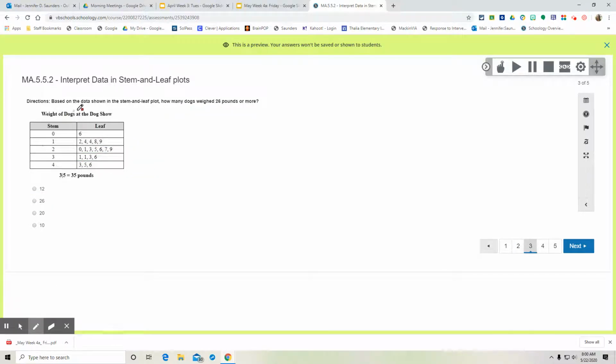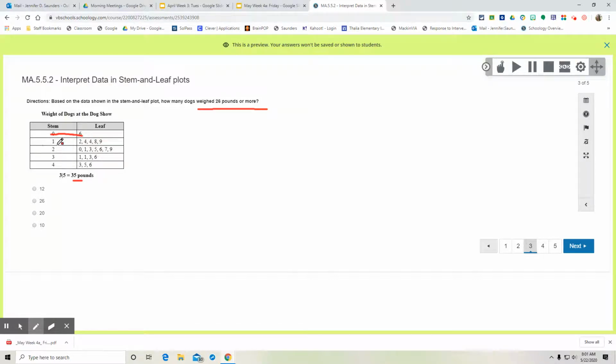Number 3, based on the data shown in the stem and leaf plot, how many dogs weighed 26 pounds or more? Okay, so that's important. 26 pounds or more. Again, this is the same sort of stem and leaf plot. 10s are on the stem side. 1s are on the leaf side, because when you combine them, it's the number 35. So 26 pounds or more means 26 pounds counts, as well as everything bigger than 26 pounds. So this is only a 6-pound dog. That's a little guy. He's not counting.